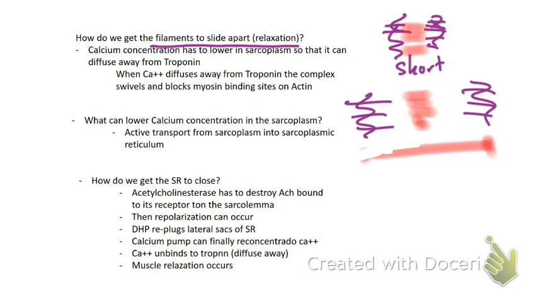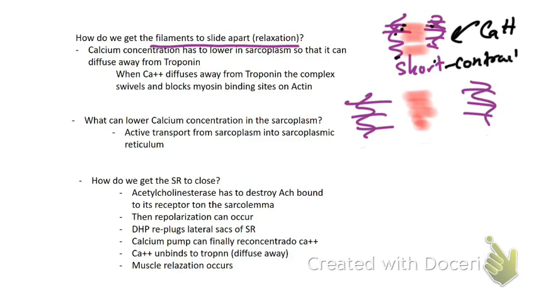The only way we can get it to lengthen is we have to get calcium to no longer be bound to troponin. As long as there's calcium sitting here bound to troponin, we are going to get a shortening, we are going to get a permanent contraction. A permanent contraction is called tetanus. And so, for example, the botulinum toxin from the botulinum bacterium interferes with this system and causes a permanent muscle contraction that can lead to paralysis of the diaphragm and suffocation of its victims.